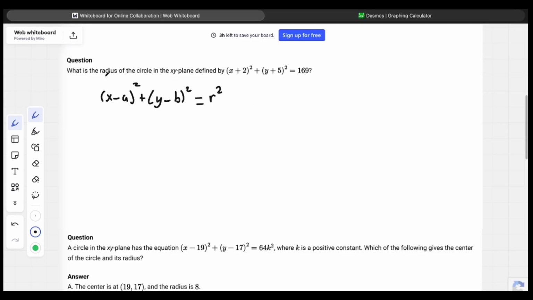Now, how are we going to be able to find the radius for this? All we have to do is take r², and what is our r² in here? It's 169, so we have to make it equal to 169. And how do we solve from here? All we have to do is square root both sides to get rid of this exponent, and we're left with r = 13.